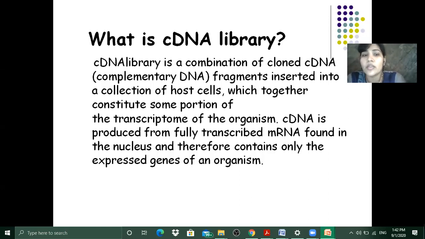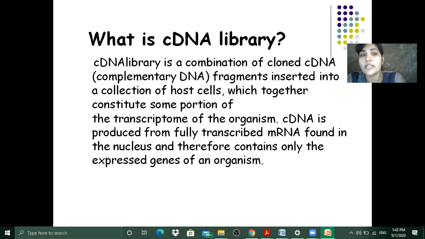So what do you mean by transcriptome? It is the transcript product, right? When DNA gets converted into the RNA, it will be called as transcriptome. And I hope you recollect your semester 1 lectures in which we have talked about what is transcriptome analysis, protein analysis, genome analysis. In that we have learned about transcriptome in detail.